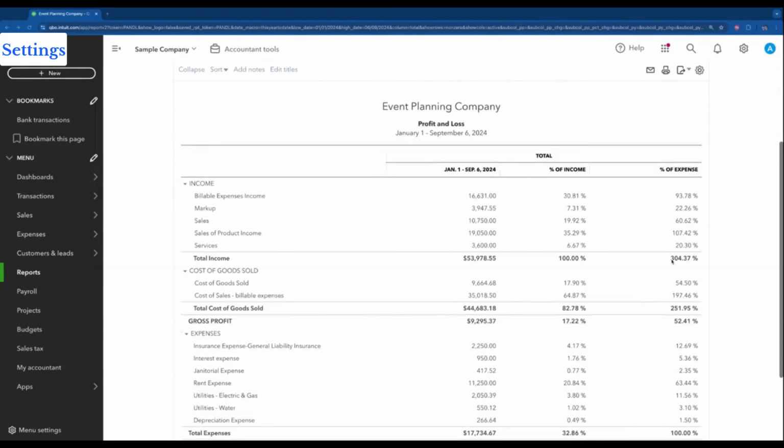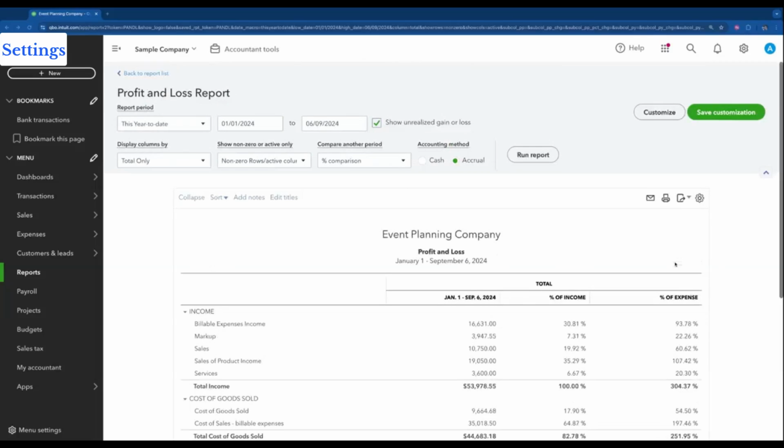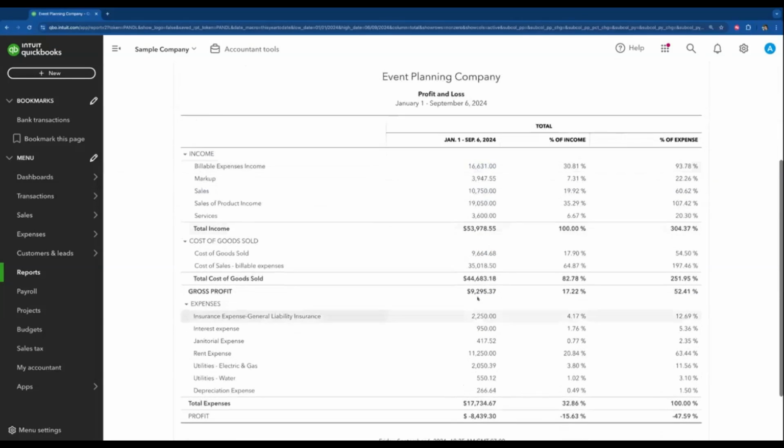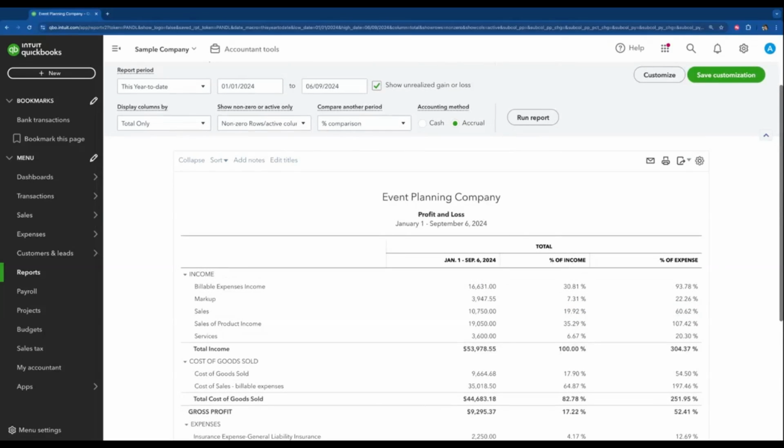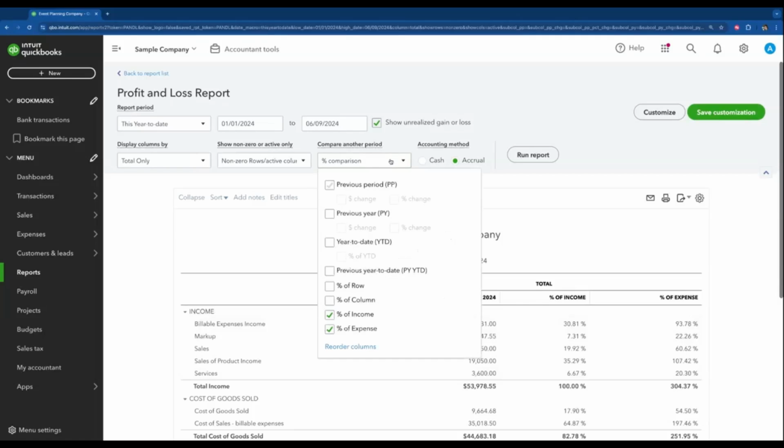Usually when I pull up any report in QuickBooks Online, one setting that I change from active, I change it to non-zero, because I don't really care to see any accounts that are showing a zero balance. And in order to get the percentage of income and percentage of expense, these two columns, I actually check them off just right here under the compare another period setting.